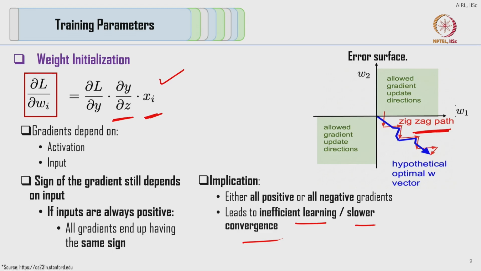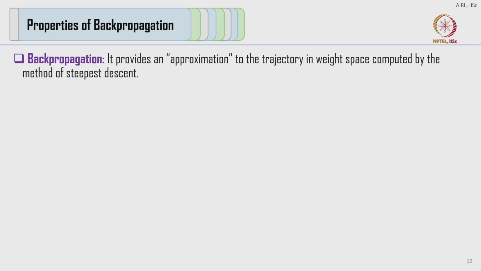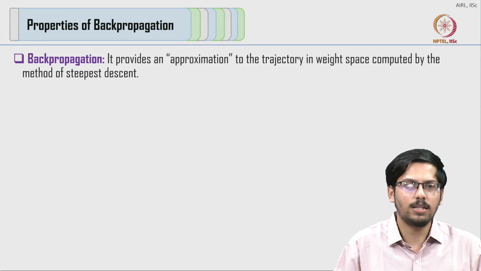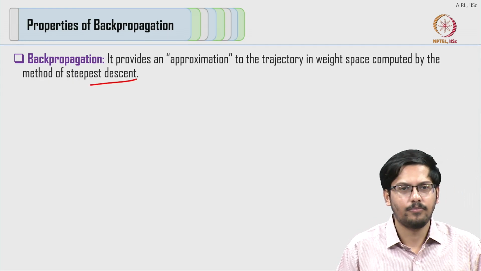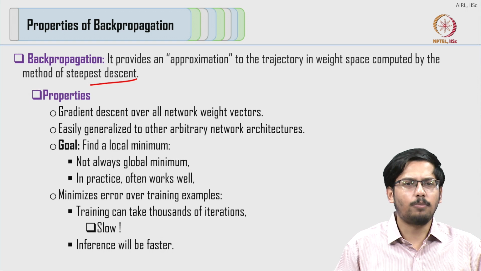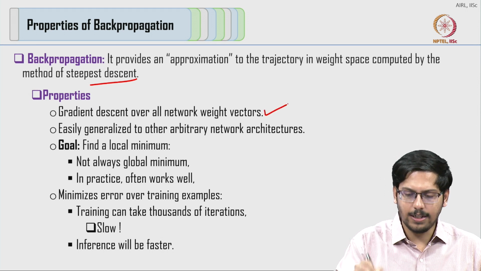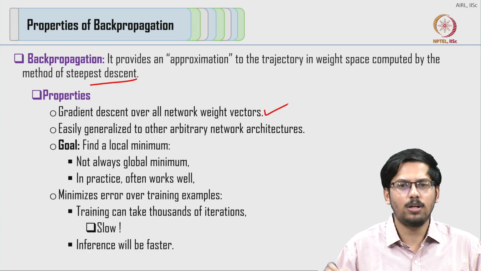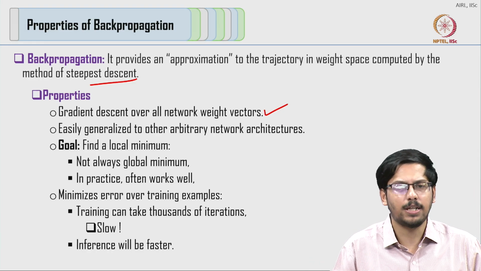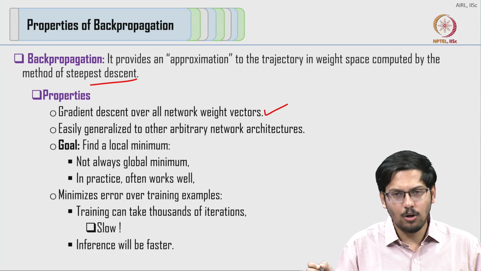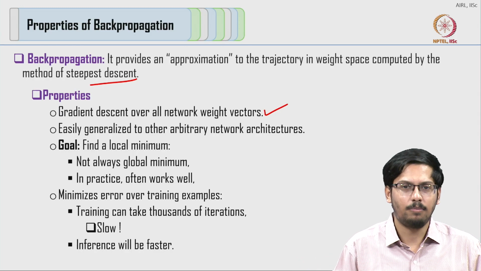Okay. Now let us take a look again at the backpropagation that we discussed last time. Backpropagation essentially provides an approximation to the trajectory in the weight space computed by the method of steepest descent, right. Now there are certain properties of backpropagation. For example, gradient descent is applied over all the network weight vectors. So it is not particular to W1, W2 or any particular part of the hidden layer. The same algorithm is used to update the whole set of learnable parameters.